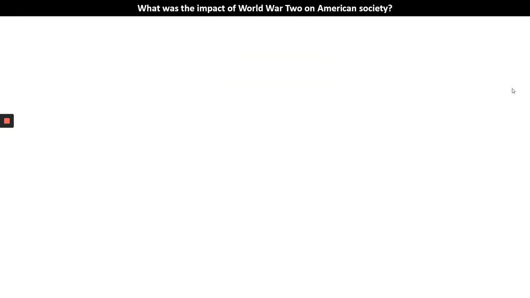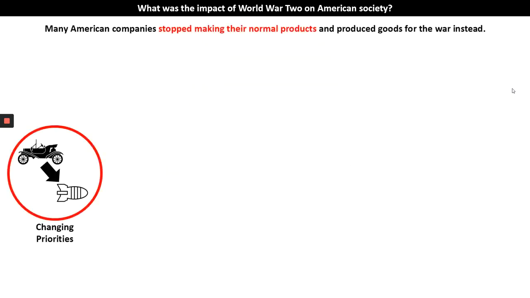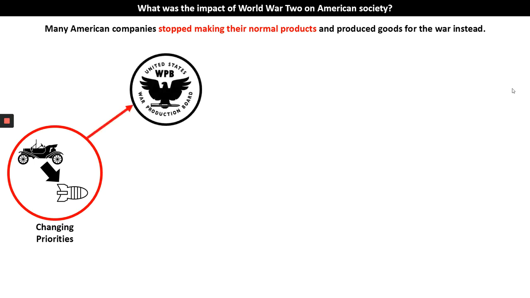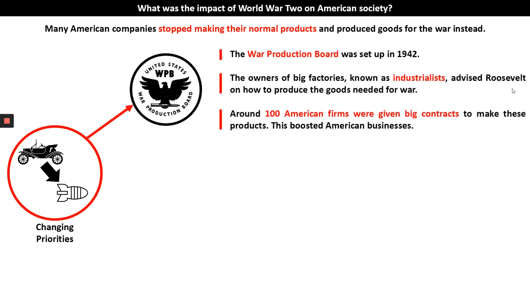Lots of businesses also changed priorities in this time. So many American companies stopped making their normal products and produced goods for the war instead, which further supported the war, but also further boosted American industry and the economy. Something called the War Production Board, or WPB, was set up in 1942. The owners of big factories, people known as industrialists, advised Roosevelt on how they could produce the goods needed for war. And so around 100 American firms and companies were given big contracts to make these products. And again, this boosted American business.